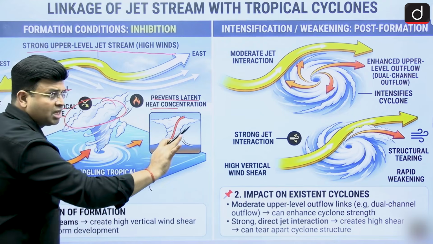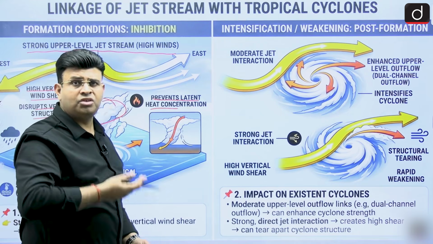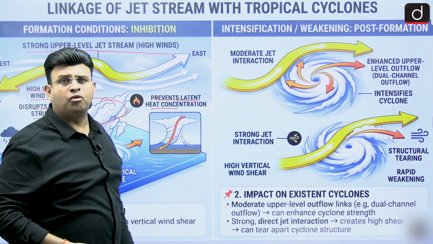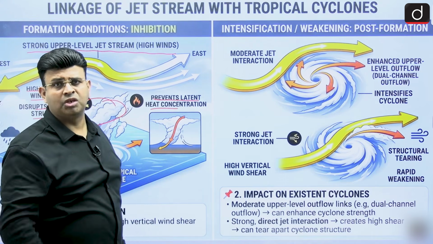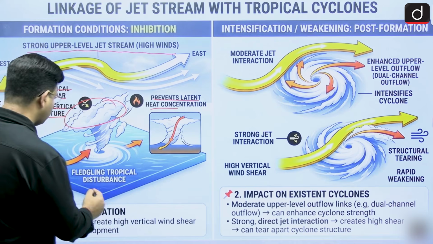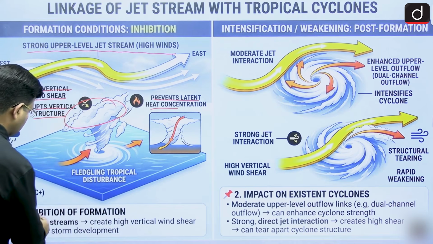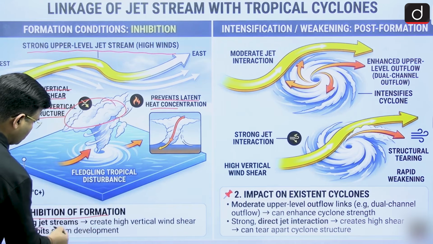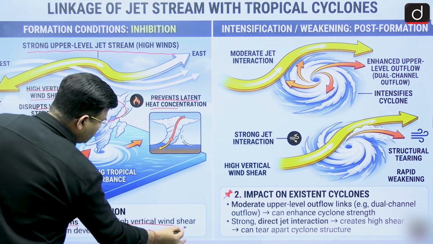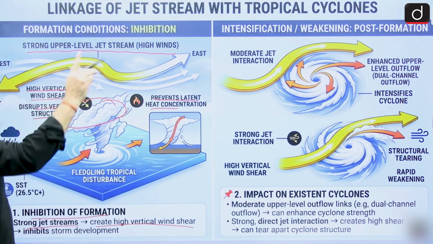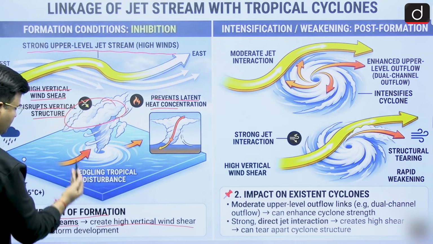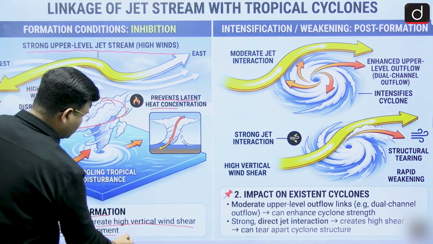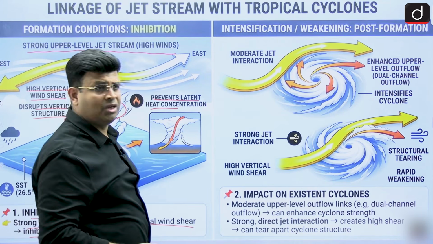If the vertical structure has been moved away, then the upward movement of water vapor from below will stop, and latent heat of condensation will not take place. That inhibits the formation. Strong jet streams create very high vertical wind shear, meaning the top is removed and the lower part remains, and that inhibits storm development, so cyclone development will stop.